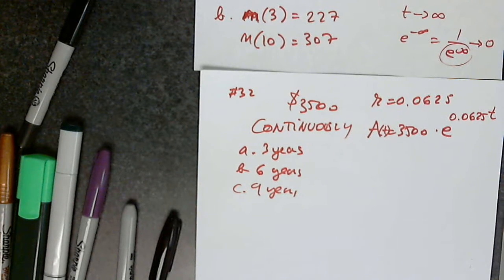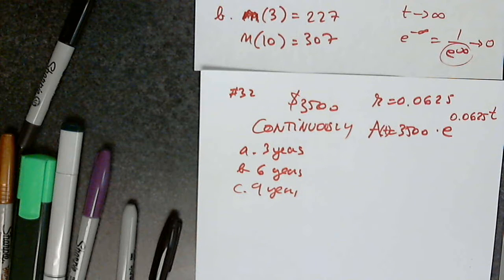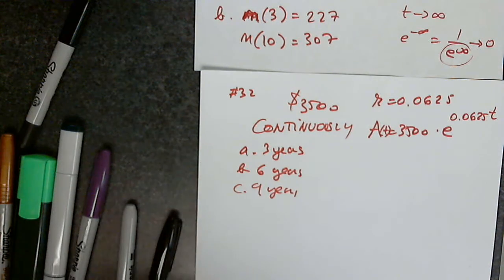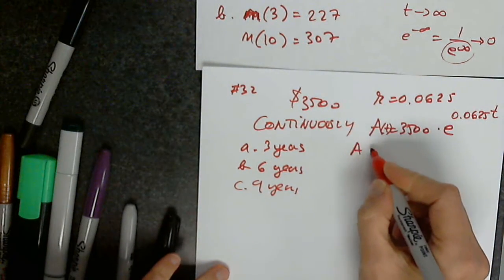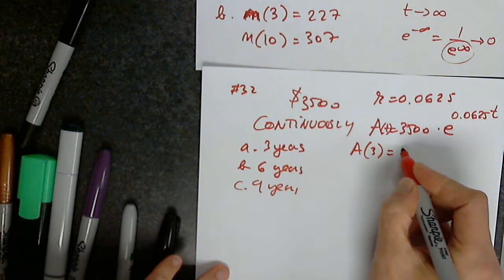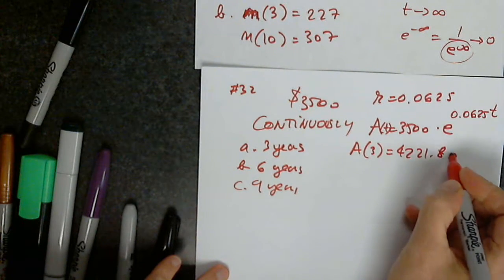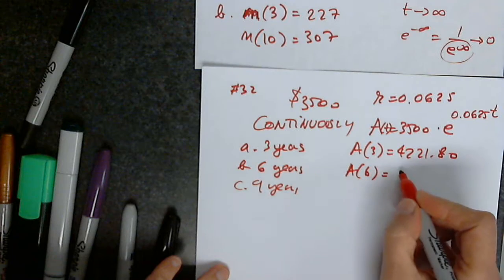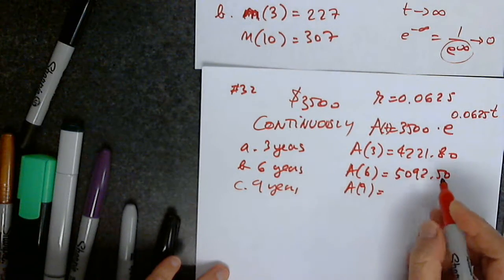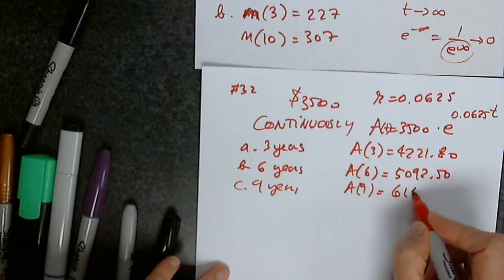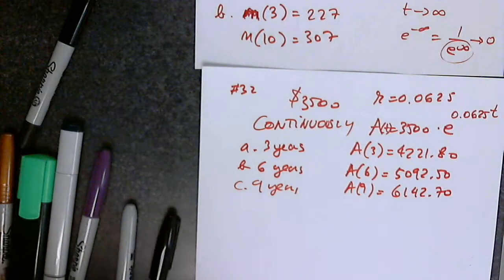Ready? So now with second and table, I'm going to punch in 3, 6, and 9. So we will get, in 3 years, 4,221.80. So A of 3, 4221.80. A of 6, 5092.50. And A of 9, 6142.70.